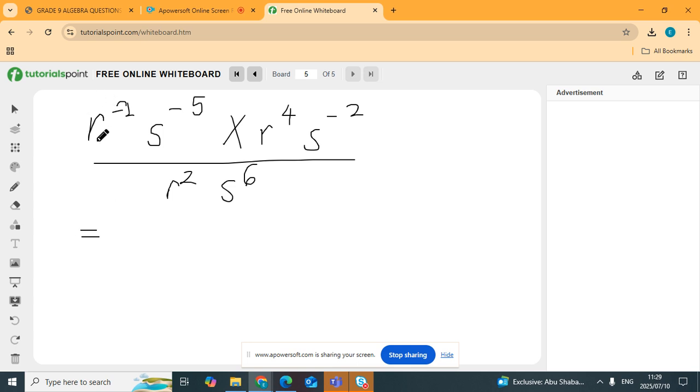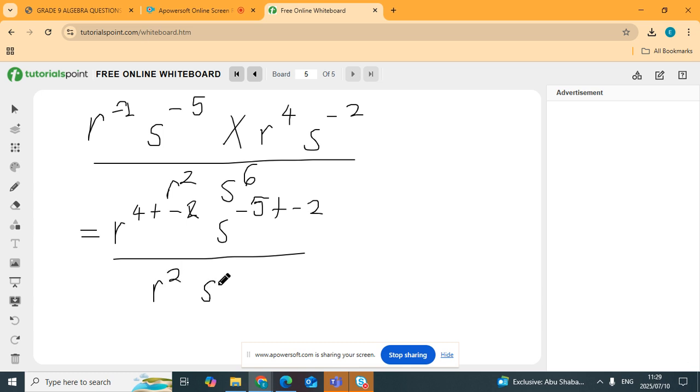Now, when you have got two exponents with the same base, you add them. So it's going to be r to the power of 4 plus minus 2. Then you also have s to the power of minus 5 plus minus 2. Then you say over r to the power of 2, s to the power of 6. Now, r to the power of 4 plus minus 2, it's r to the power of 2. S to the power of minus 5 plus minus 2, you get s to the power of minus 7. Then you say over r to the power of 2, s to the power of 6. I hope this is understandable so far.